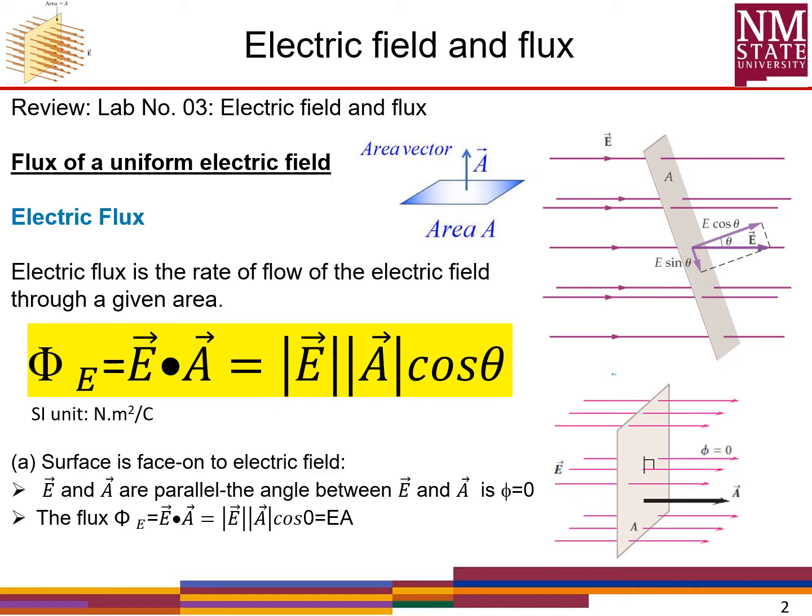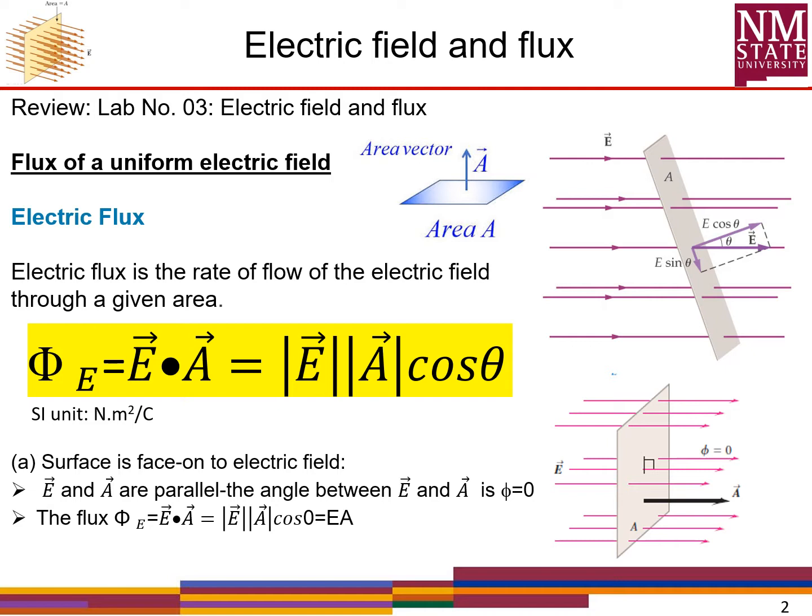That's why it's called a scalar product or dot product. Now what you can do, you can rewrite this equation like this. E dot A is equal to magnitude of electric field times magnitude of area vector times cosine theta. And what is this theta? Theta is the angle between electric field and the area vector. Then let's talk about three different cases.